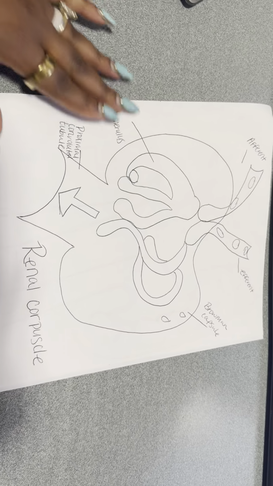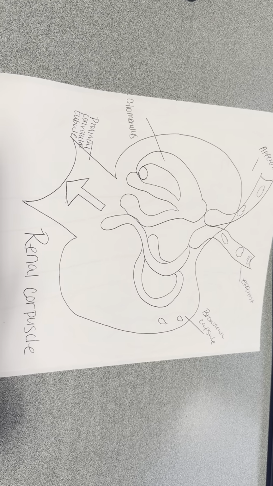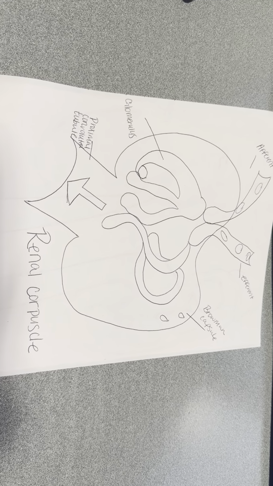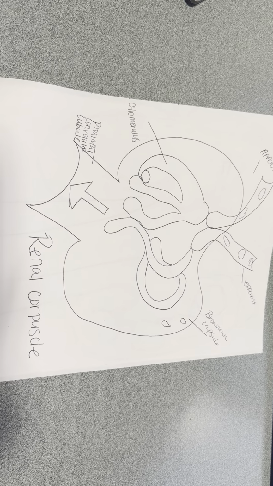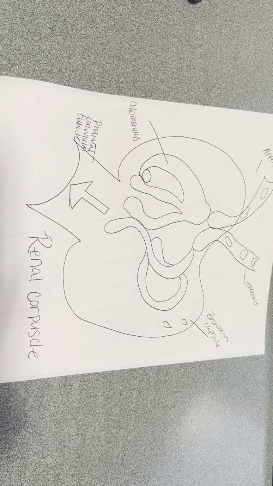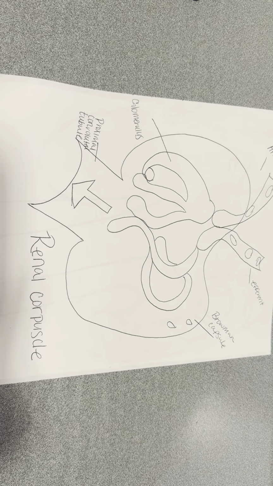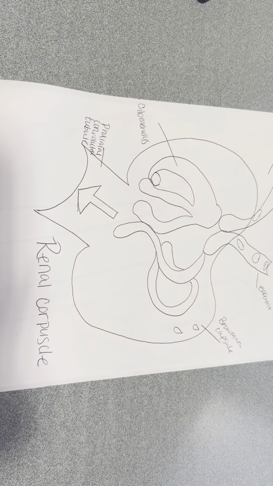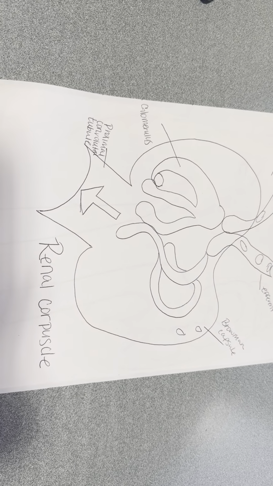So the fourth one is the renal corpuscle, where filtration happens. The renal corpuscle includes the glomerulus and the glomerular capsule, also called Bowman's capsule. This is where blood plasma is filtered. The fluid that enters the capsule is called filtrate, which is basically plasma without proteins.